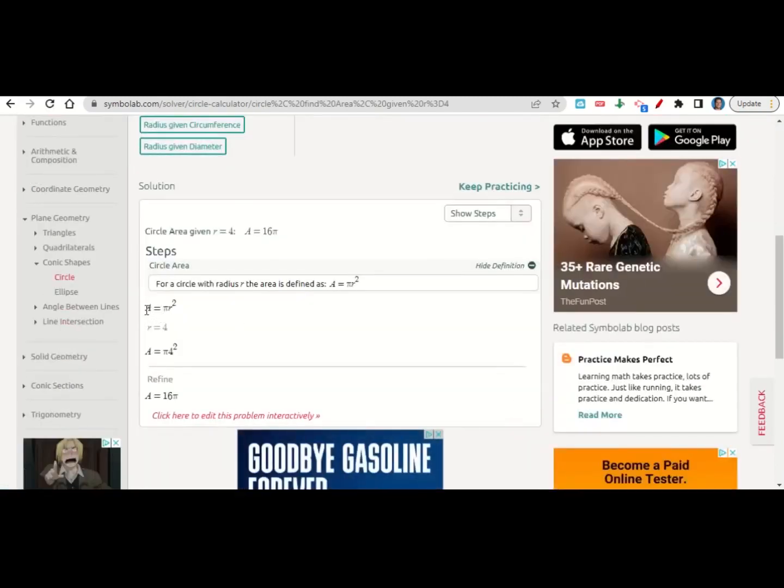Now down here it shows us exactly how we're supposed to. So we should be multiplying pi r squared. So it shows us that it should be pi 4 squared, which becomes 16 pi. So that means that 16 pi would be the area of this circle. So this is how you can use Symbolab to check your work when finding the area of circles.